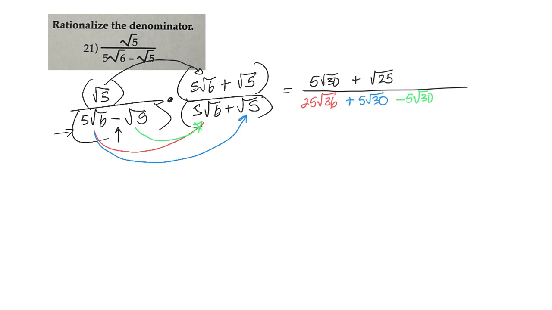Whoops. Sorry, I want to get a different color. That's a nice color. Oh, there we go. And then this last one is minus root 25.